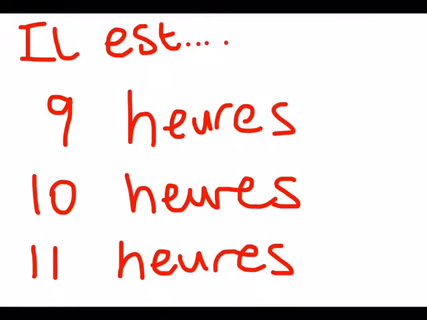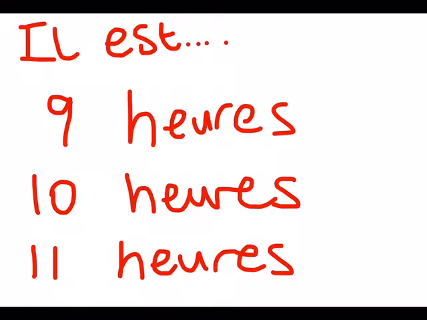The purpose of this video is to remind you how to tell the time in French and how to answer the question Quelle heure est-il? What time is it? So we're going to begin with the simplest times possible. For example, il est 9 heures, which translates as it is 9 o'clock.